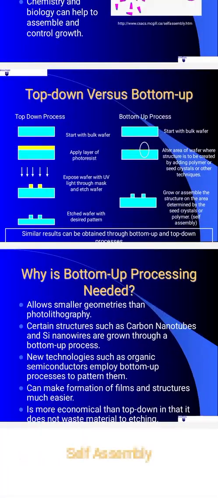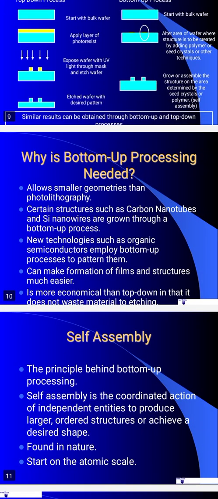Okay. Now bottom-up processing, why we need that? It is a very cheap method, that is the best reason. It allows smaller geometries than photolithography, because it is growing from the bottom. So it comes atom by atom, so we can stop anywhere. We can stop at 2 atoms only, so that means a 2-atom structure is there. The limitation is from 1 atom to 2 atoms, so the structure size will be only that. We can have geometries smaller than photolithography.